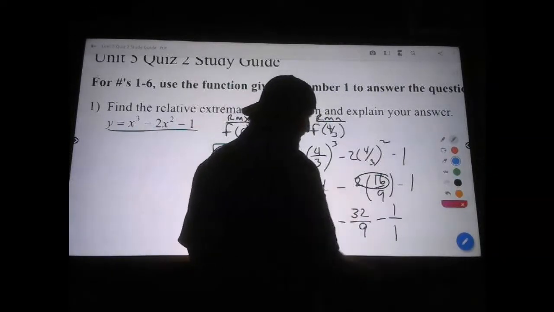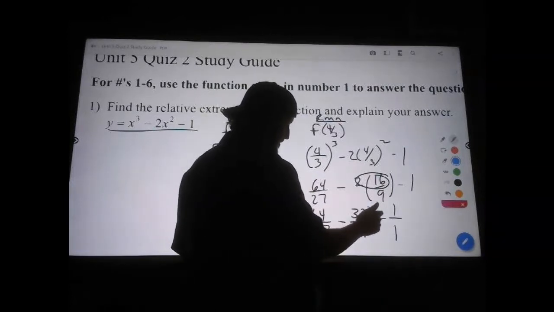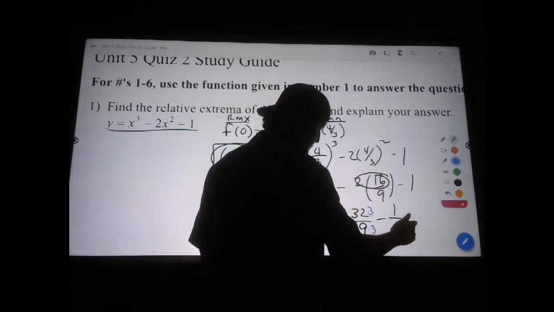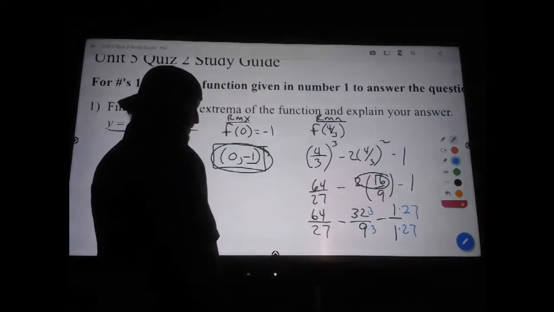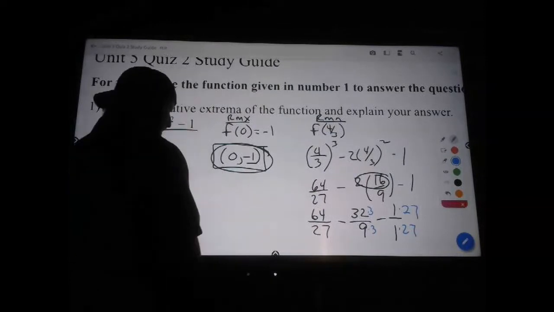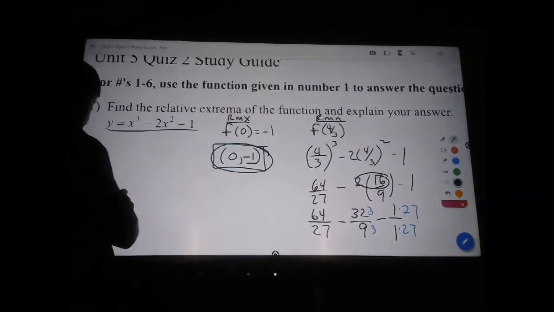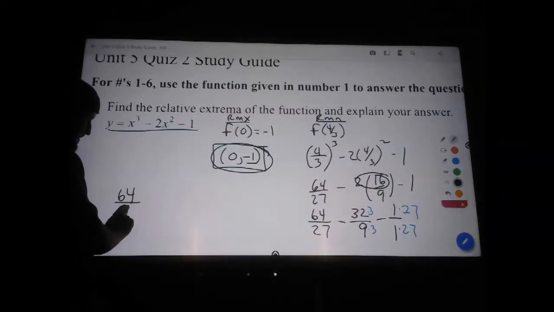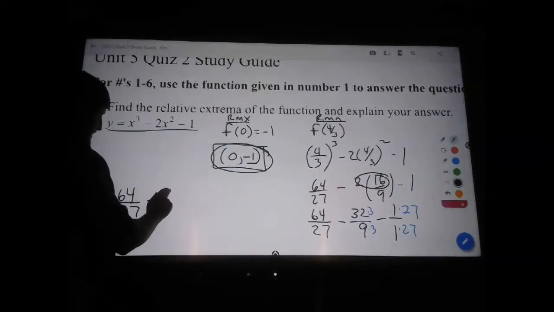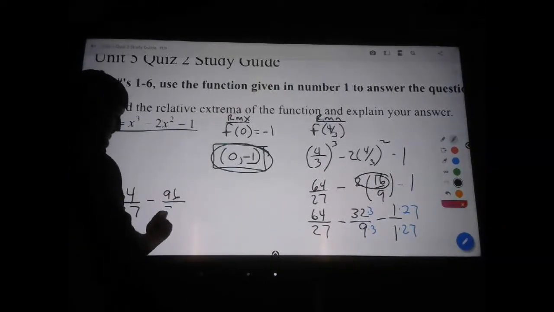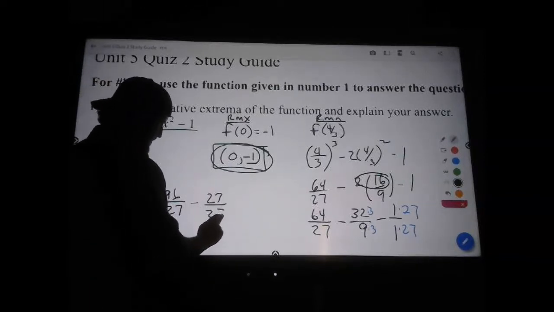So to get our common denominator, I need to multiply this one by 3, and I need to multiply this one by 27. So that results in the following. We still have 64 over 27. Now here we're going to have 96 minus 96 over 27, and then minus 27 over 27.